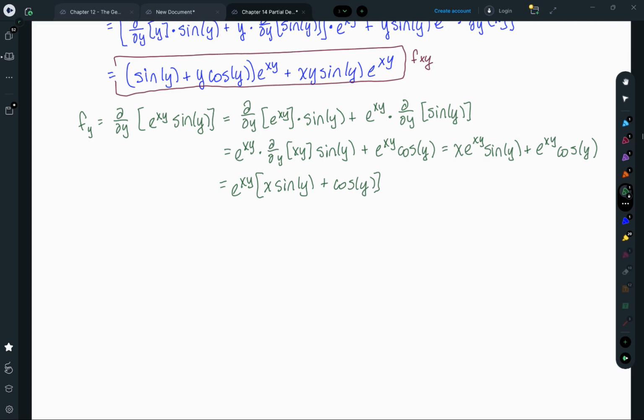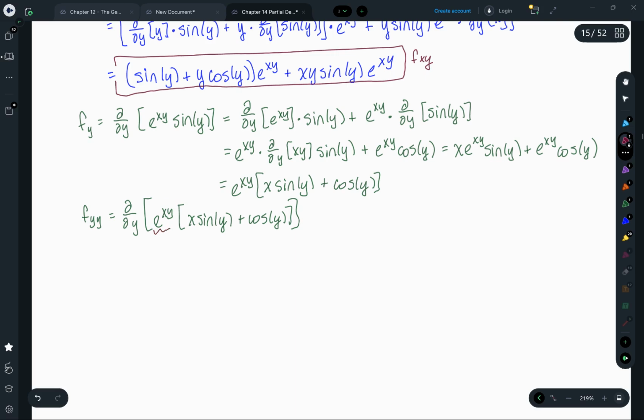Okay, now I'm ready to go ahead and find f sub yy. That means I'm taking del y of what I just found, the e to the xy times x sine of y plus cosine of y. And that means I have a product rule. So just to highlight again, here's my first function, e to the xy. My second function will be the x sine of y plus cosine of y.